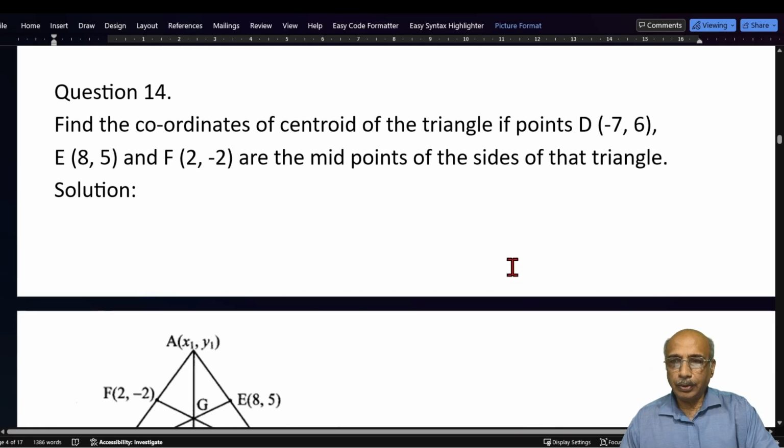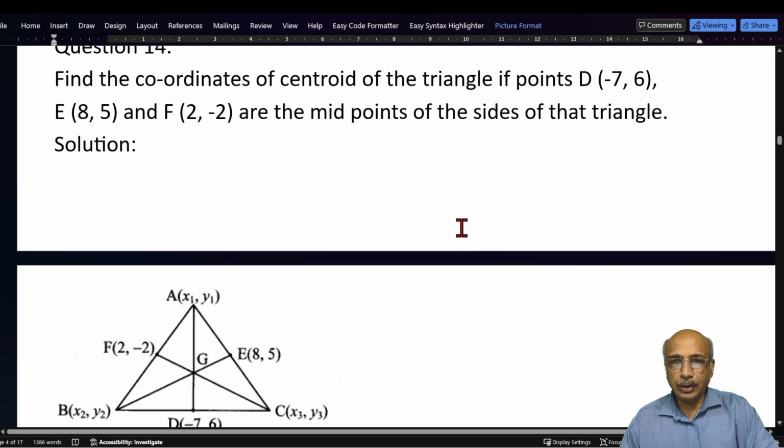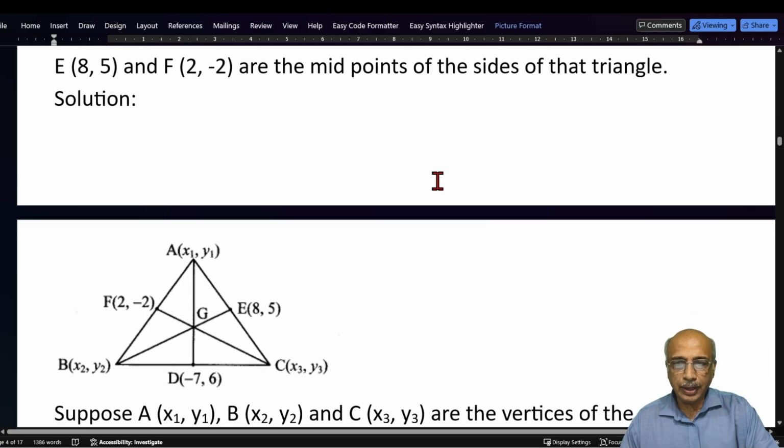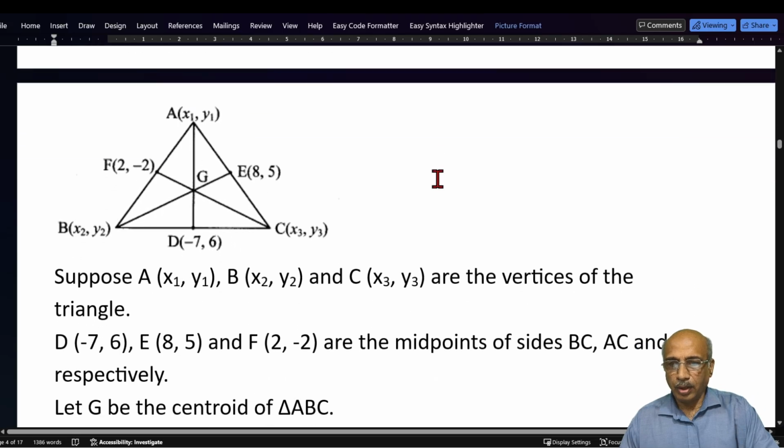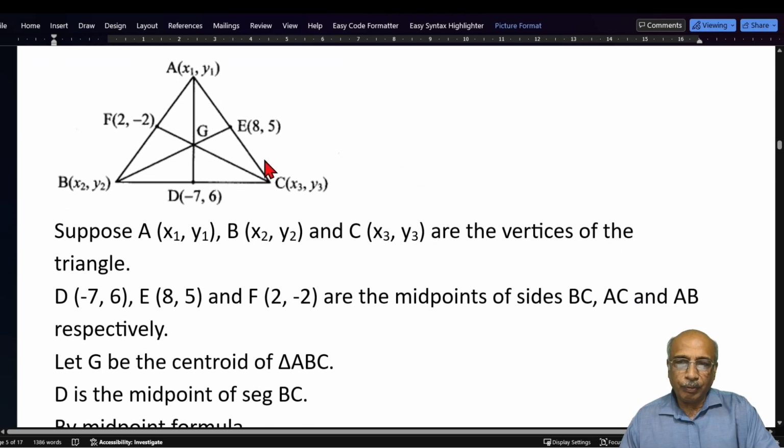Next problem, question 14. Find the coordinates of the centroid of the triangle if points D, E, F are the midpoints of the sides of that triangle. Centroid, you know, that is nothing but, AD, BE and CF are the medians. The intersection of the three medians is known as the centroid. Again, the figure is drawn here. Centroid is denoted by G.